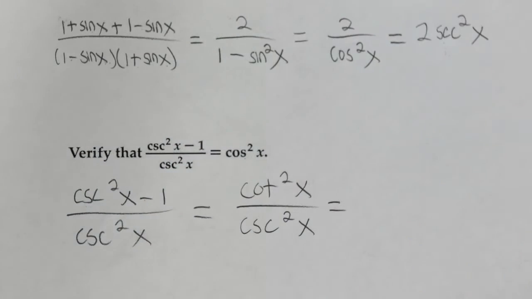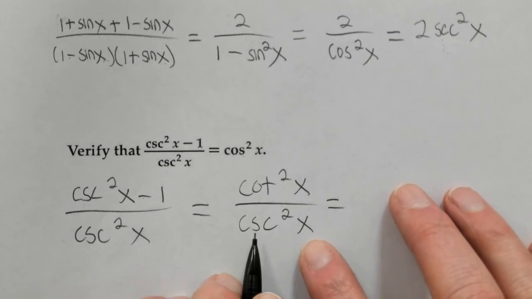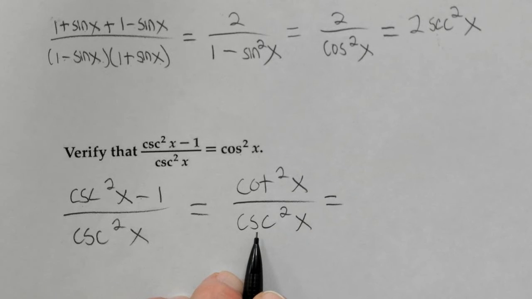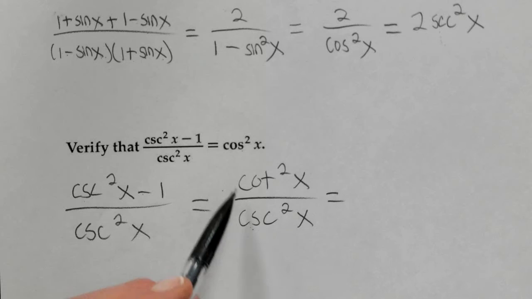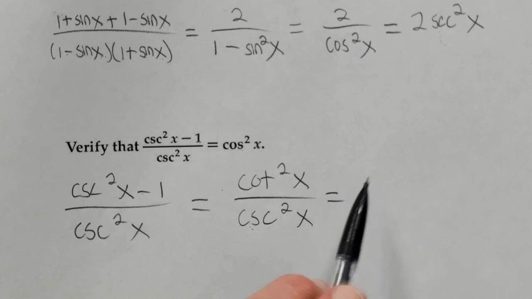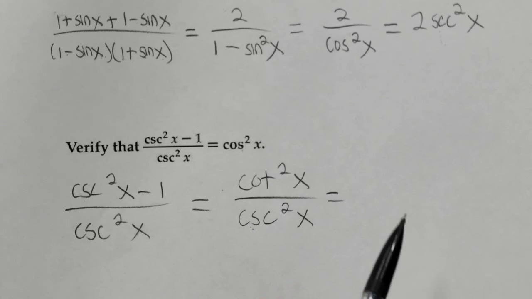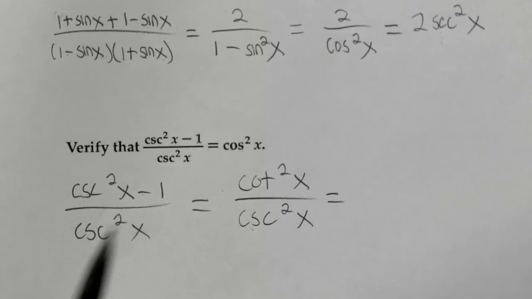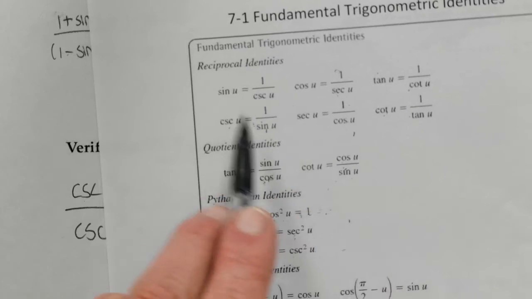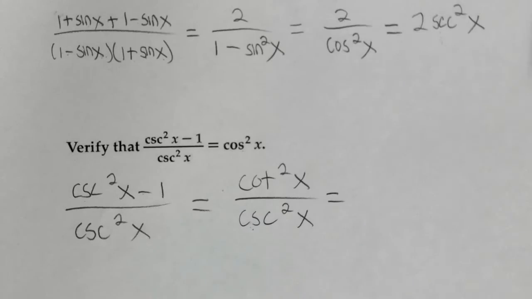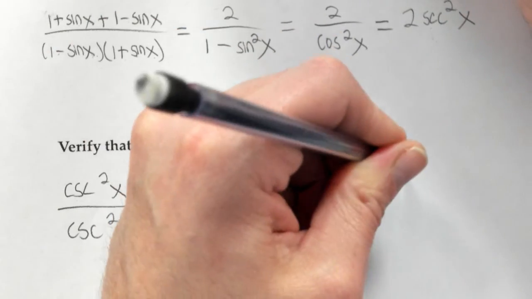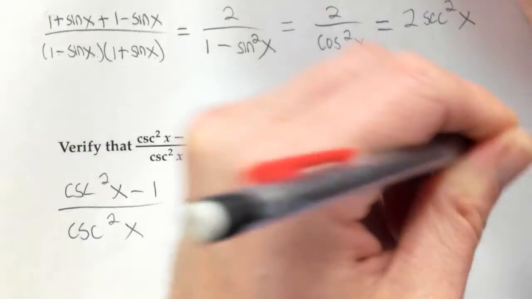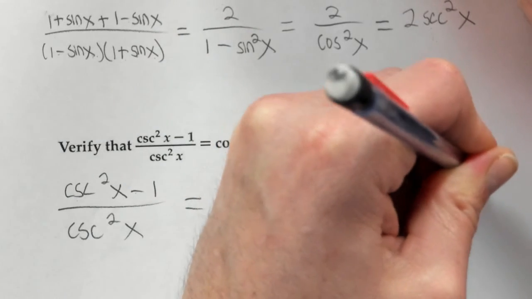Alright, so let's see what else we can change this to. Now we can deal with this. Cosecant is 1 over sine. Remember, anytime you've got these in the denominator, you can change them to something in the numerator and get rid of the fraction. That's what we'll do here, because 1 over cosecant is equal to sine. And so we will change this to cotangent squared x times sine squared x.